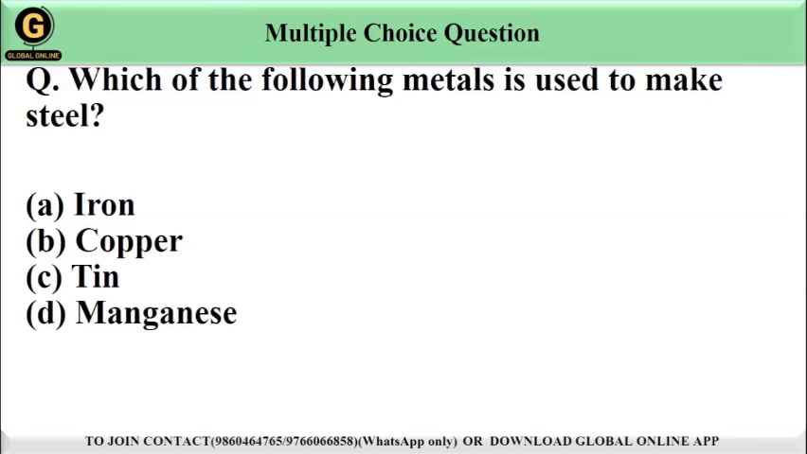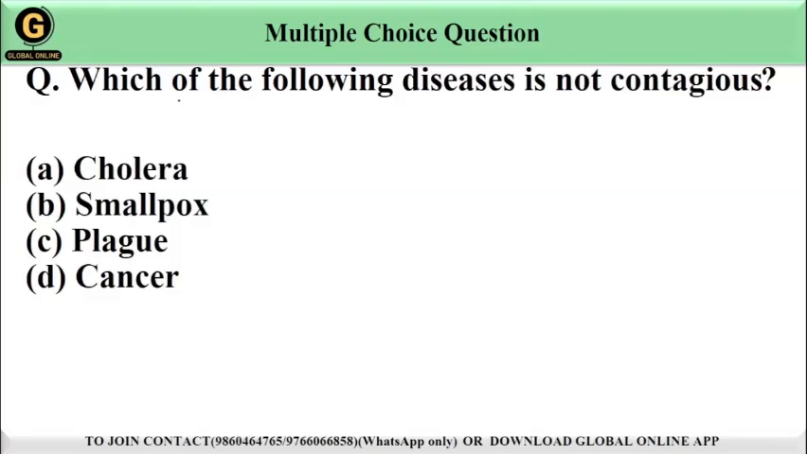Manganese is often added to steel as an alloying element, but it is not the primary metal used in its production. So the correct answer is option A, iron. Let's move to the next question. Which of the following diseases is not contagious? We have options here. A, cholera, B, smallpox, C, plague and D, cancer.